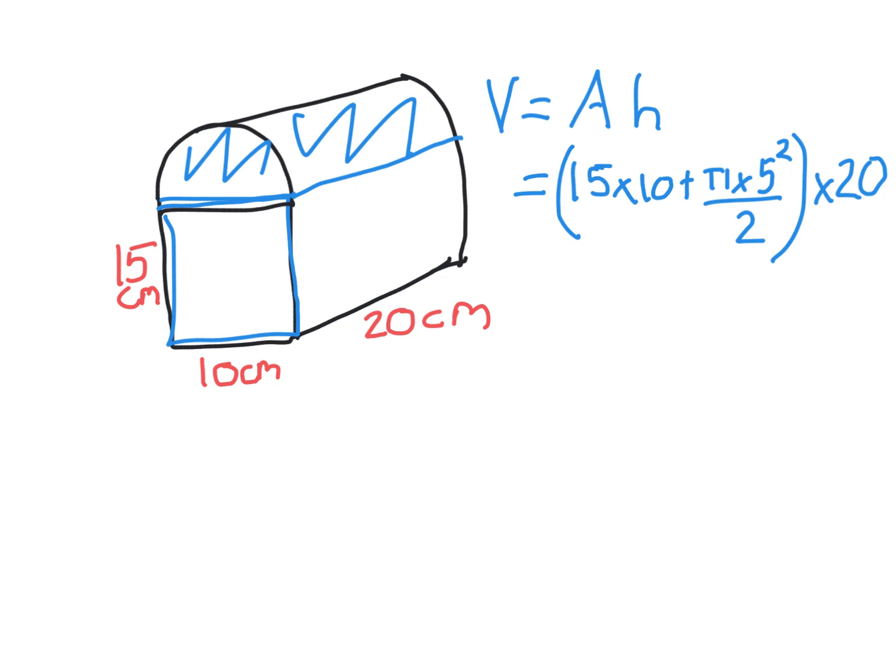So note again, I didn't find the area of the circle here and round it. I used the exact value because I'm going to then do something to it, in this case times by 20, and I don't want to introduce errors. I put it on my calculator exactly like that, and we get about 3785.4, and it will be centimeters cubed.